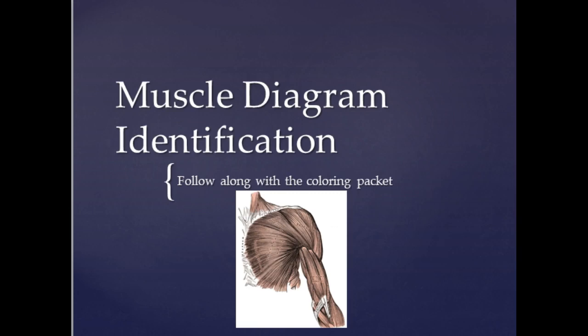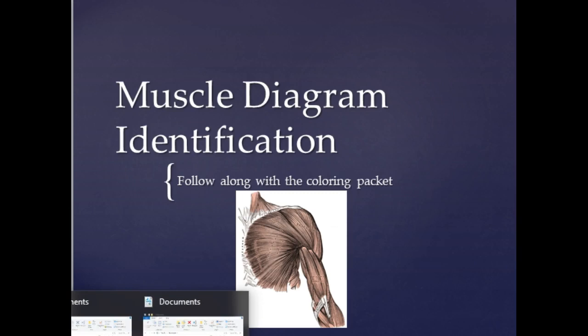You can color right along as we go through each of these muscles. And remember that the origin is the place where the muscle actually attaches, or the structure it attaches to. The insertion is typically the bone or the structure that is moved by the muscle. So let's get started with the head and the neck.